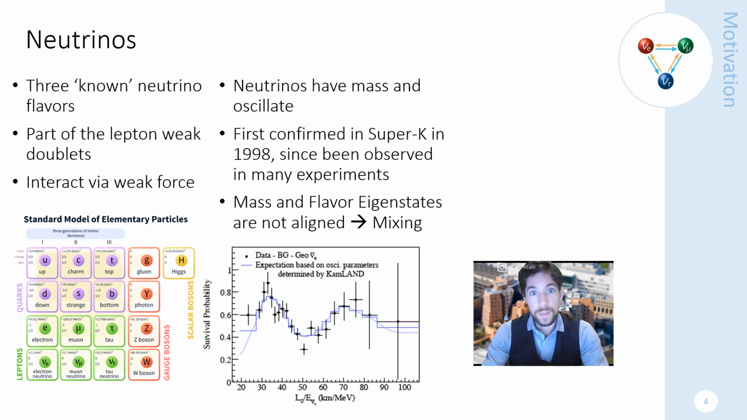One of them is, for example, the KamLAND experiment that's shown on the bottom of the page here. Here you can see the survival probability of electron antineutrinos as a function of the ratio of distance traveled to neutrino energy. And you can clearly see the oscillation wave. That is a smoking gun signal for these neutrino oscillations.